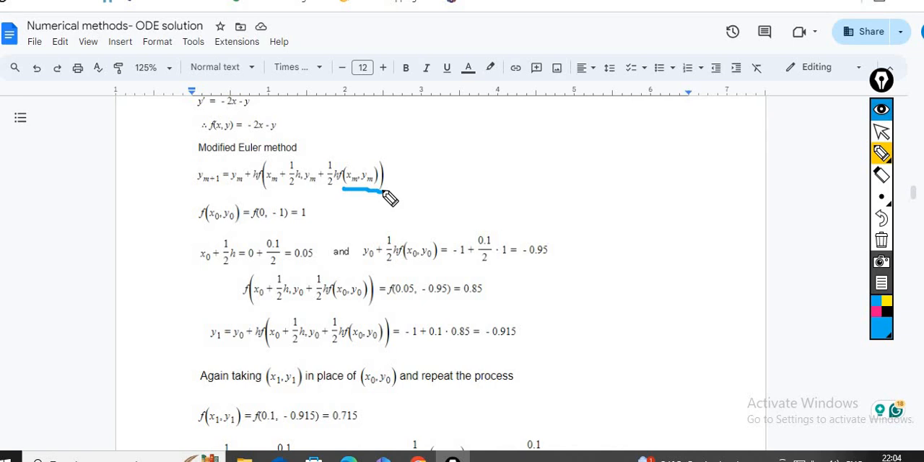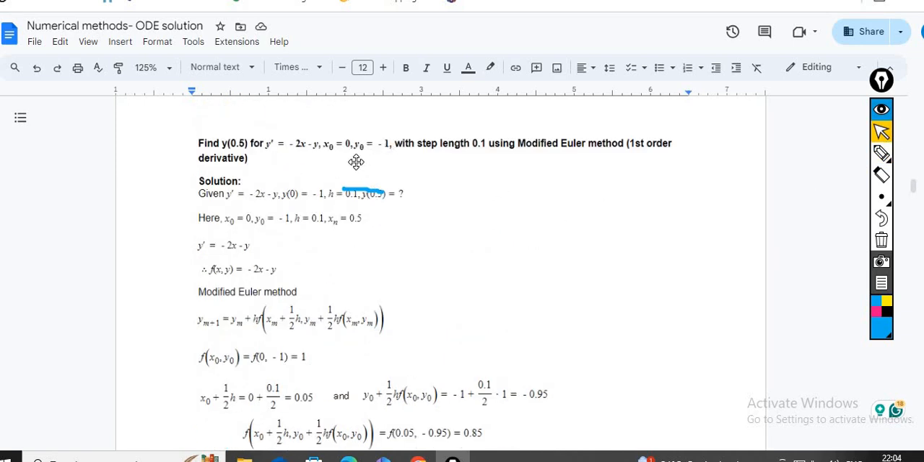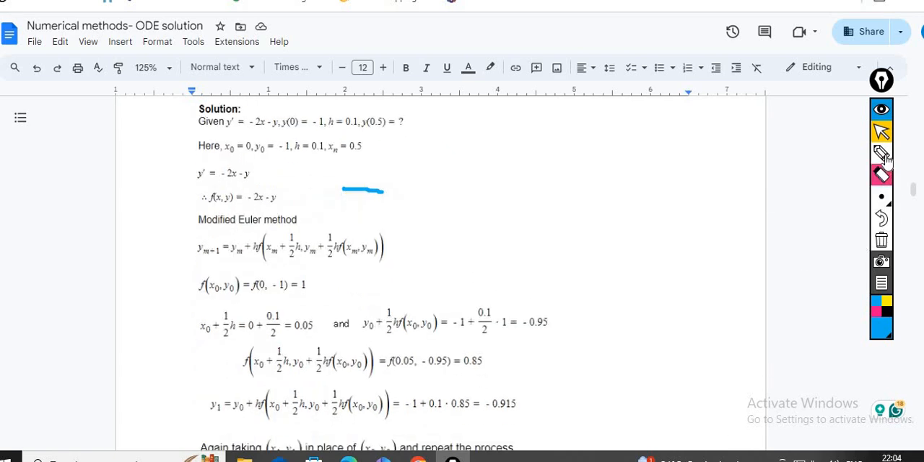Now this will be multiplied by h by 2. You know what is h and what is h by 2. What is ym? In the initial case ym is equal to y0, and y0 is minus 1. Now if you put those values, you will get minus 1 plus h by 2, that means 0.1 by 2, and the function is minus, this is 1. So you will have this particular part. And what is xm plus h by 2? In the initial case this is x0 plus h by 2. You know x0 is 0 and h is 0.1 by 2.